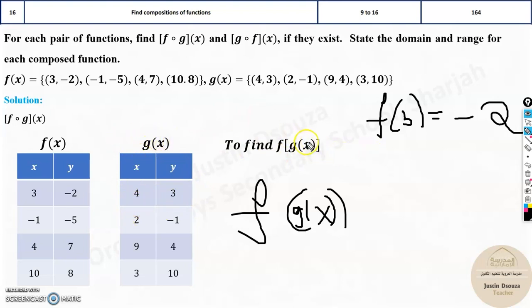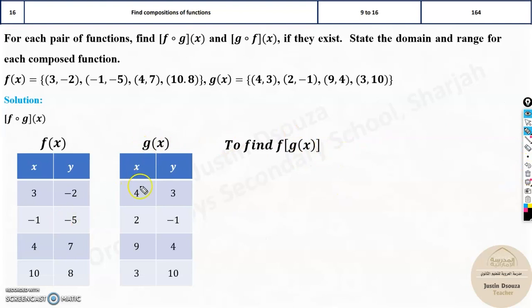Now here they have not specified x values. They have given this table, so all these x values must be considered. I don't know why it's happening. Anyways, we will have to look into these values first.